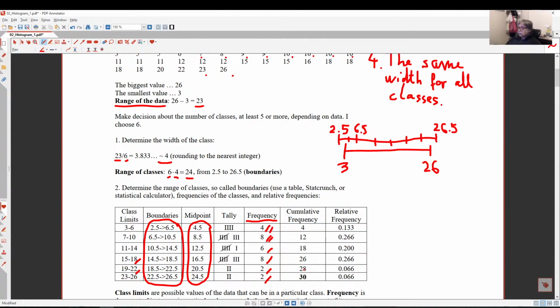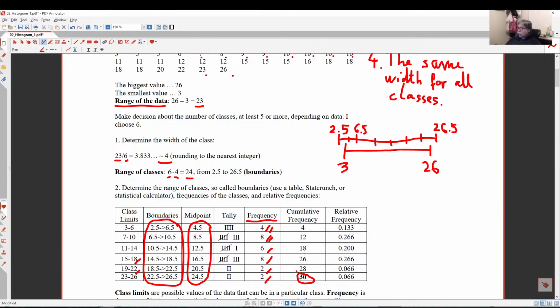Up to the fifth class, 28. Up to the sixth class, 30. The end must be exactly the total number of items in your sample. If it's not, that means you missed something. Relative frequency is calculated in terms of a percentage, usually. I wrote that here as a decimal number. That is calculated by dividing the frequency of a class by the total number of things you have in the sample. We call that the size of the sample.